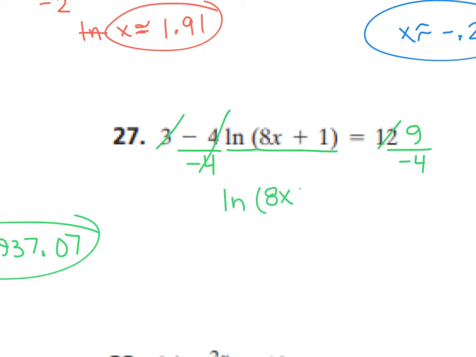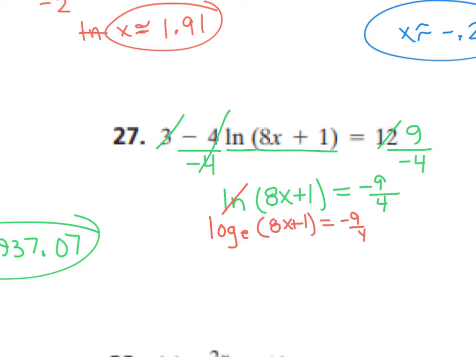Sometimes you have to use the properties of logarithms to write it as a single logarithm. So now I can write natural log as log base e. So it's log base e of 8x plus 1 equals -9/4. Now, I have it written as a single natural log, so I'm going to write this as an exponential equation. So e to the -9/4 equals 8x plus 1.